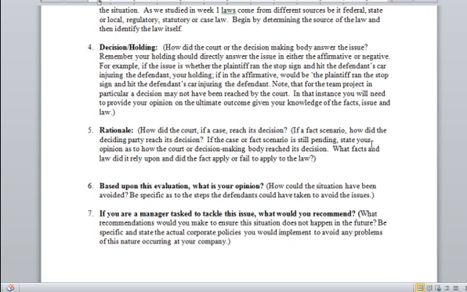Now 6 and 7 really go to the business decision making part of your assignment. What I want you to do with number 6 is, based upon this evaluation, what is your opinion? Think about it not just from the general or legal standpoint, and try to take any personal biases out of it, but tell me from a business standpoint what is your opinion on what took place and how the situation could have been avoided?